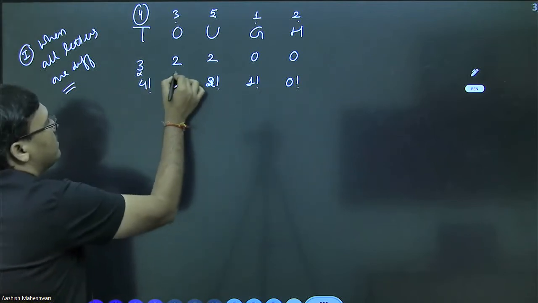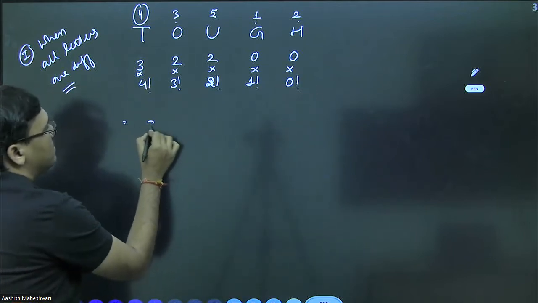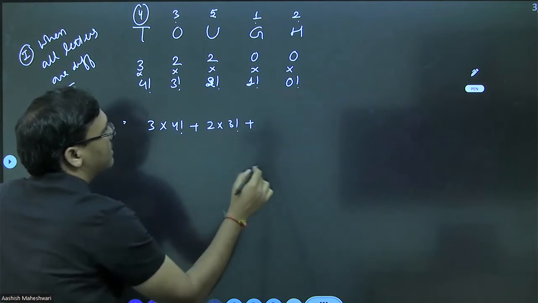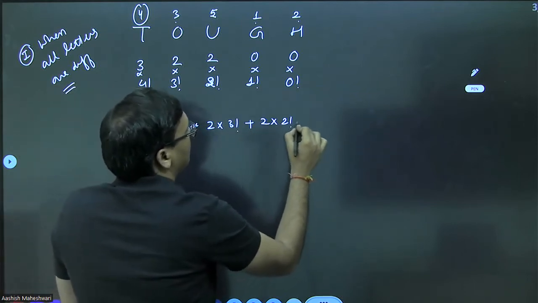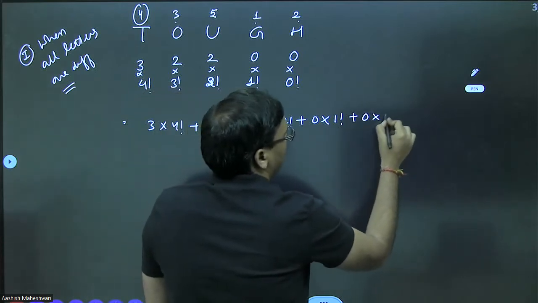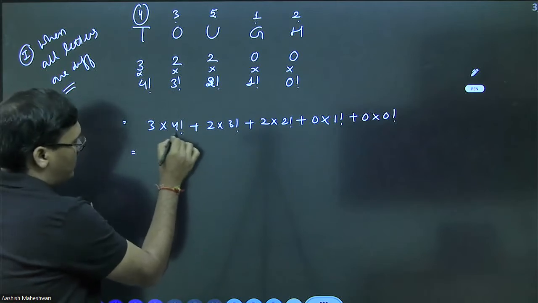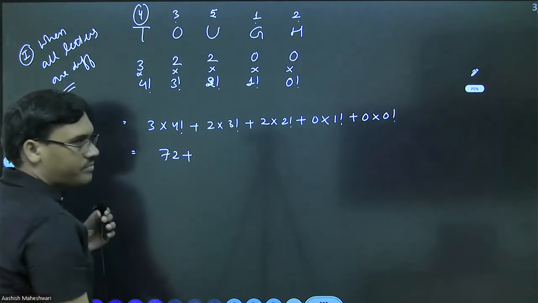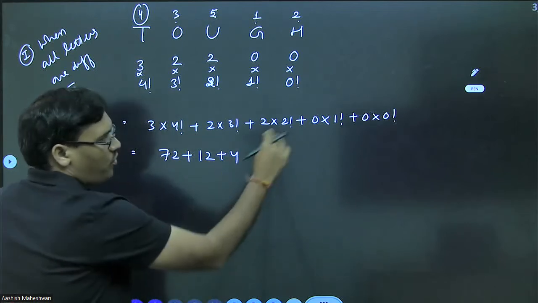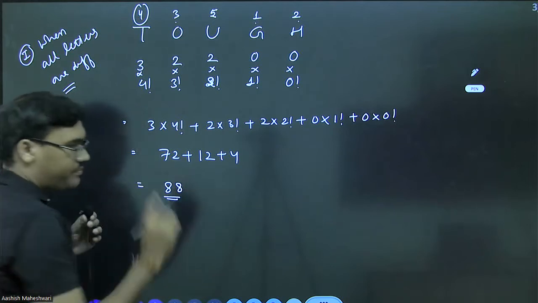Now multiply this. So what is this? This is 3 into 4 factorial plus 2 into 3 factorial plus 2 into 2 factorial plus 0 into 1 factorial plus 0 into 0 factorial. So what is this? You can see here, this is 24 into 3, 72. This is 6 into 2, 12, plus 4. This is 0, this is 0. And now you can see this is equal to 88.